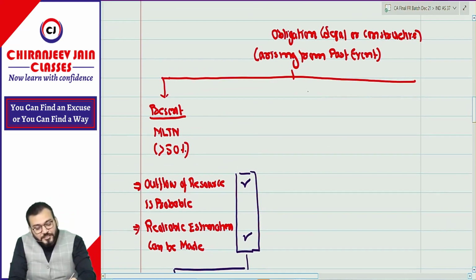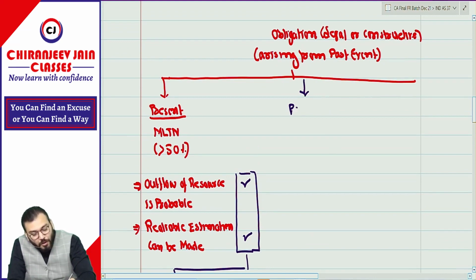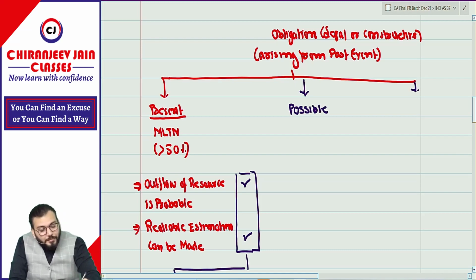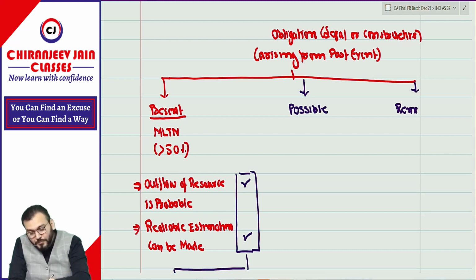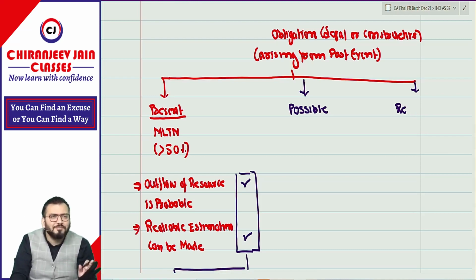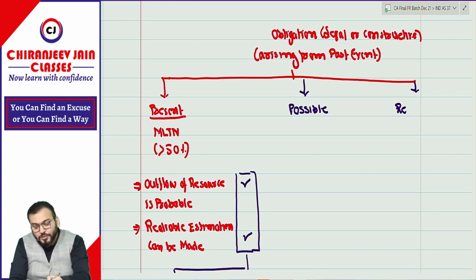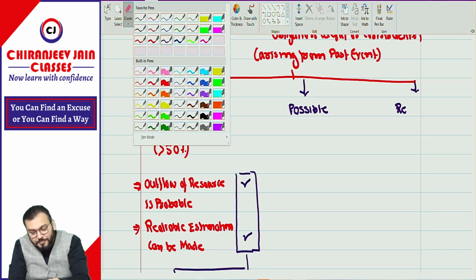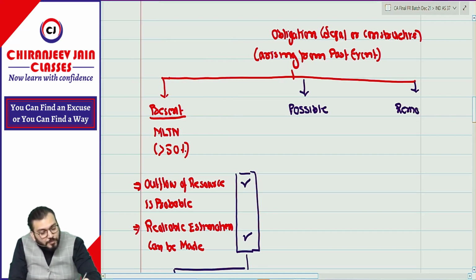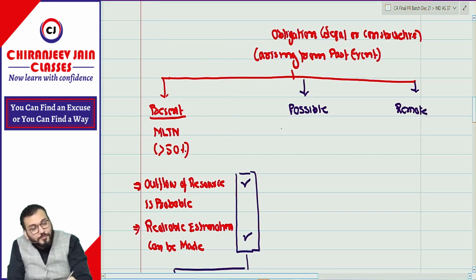Now what Ind AS 37 says is that the obligation can also be a possible obligation. It can also be a remote obligation. Remote. What is the meaning of remote? Very less chances, not less, very less. There is a difference between less and very less. Correct now. So when I am saying possible, what does possible mean? From the Ind AS point of view, it is not more likely than not.